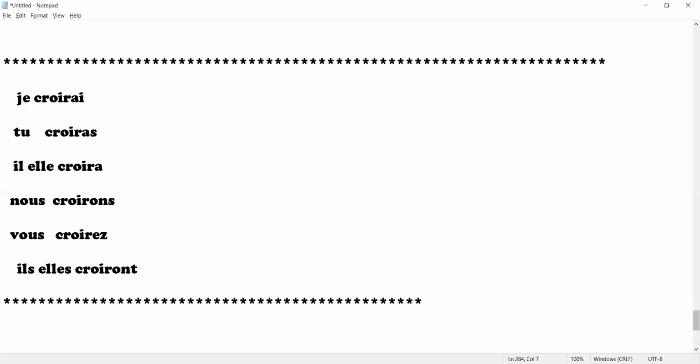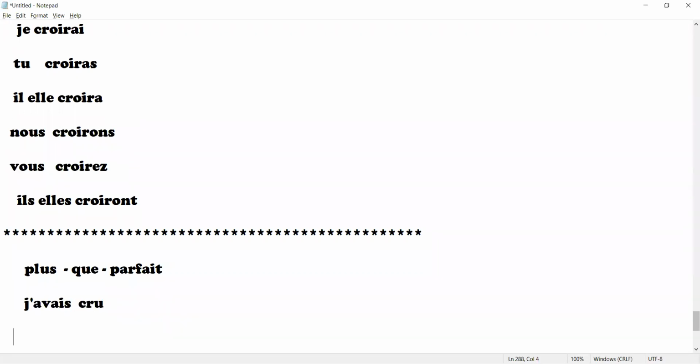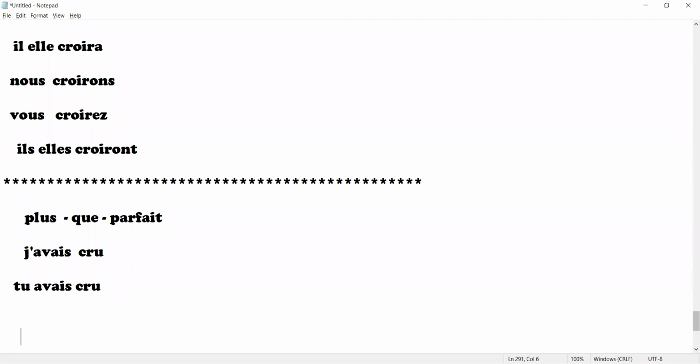Now, what would be the plus-que-parfait, I would say. It's called the plus-que-parfait. The past perfect, the present perfect tense. Plus-que-parfait. C'est clair? Yes. So, if I say I had believed, what will you say? J'avais cru, because this is my avoir verb. C'est clair. Yes. Tu avais cru. C'est clair. So il, elle avait cru, nous avions cru, vous aviez cru, and ils, elles avaient cru. C'est clair, that's good. Yes.